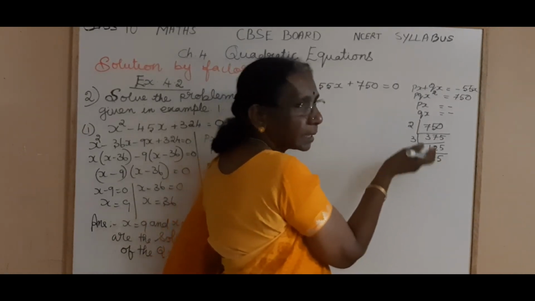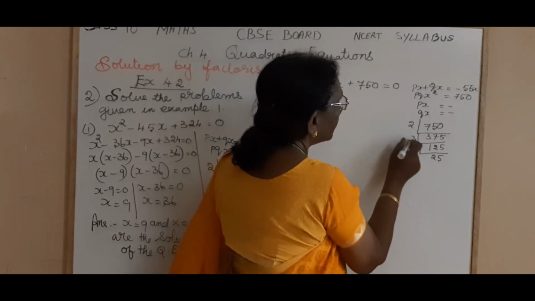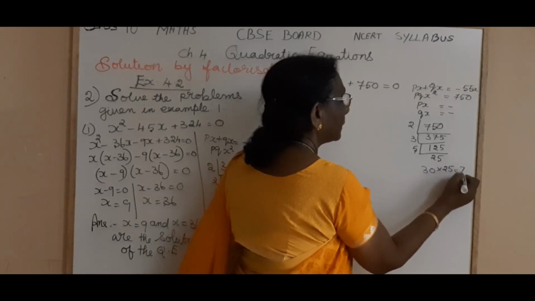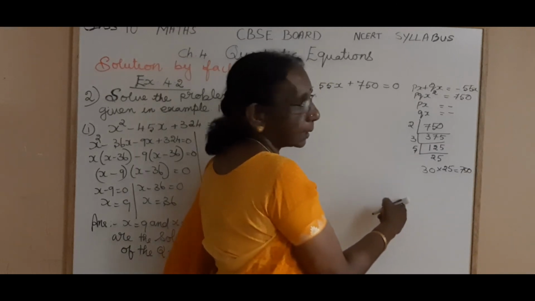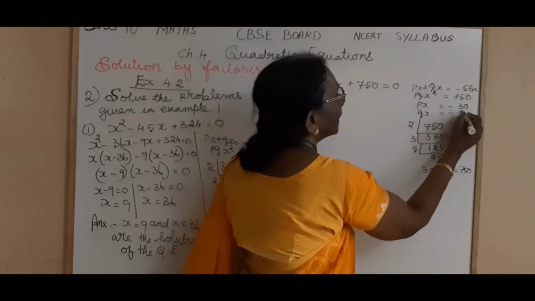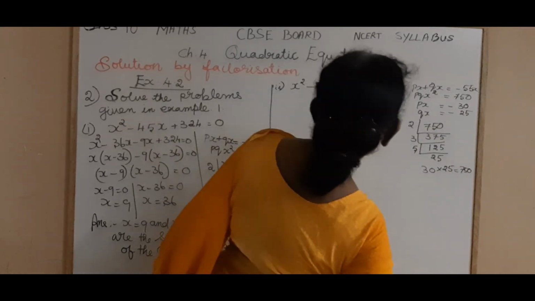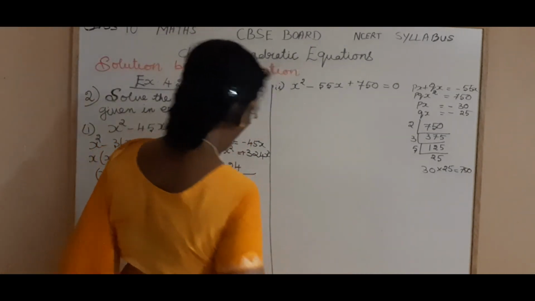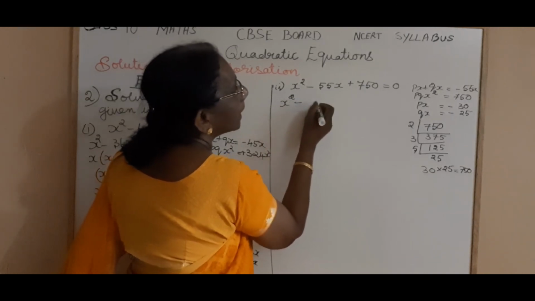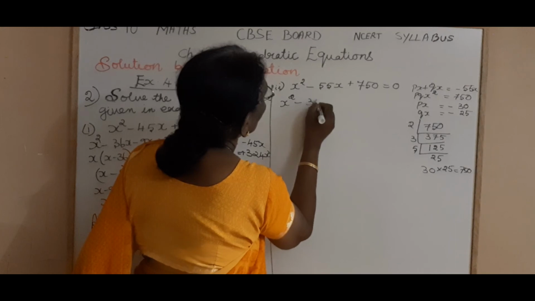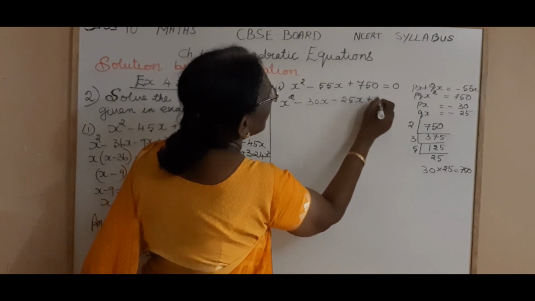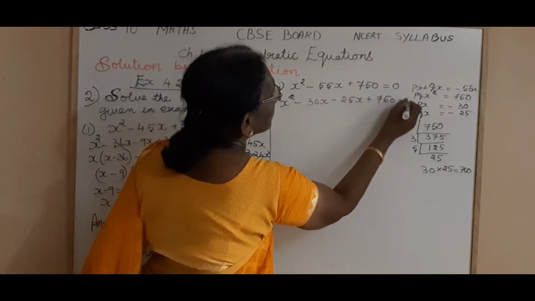Like that you go on checking step by step. So 5 threes are 15, 15 twos are 30 into 25. You are getting 750. And when you add, you are getting 55. So Px is minus 30x and Qx is minus 25x. Now here you can write x squared minus 30x minus 25x plus 750 equals 0.